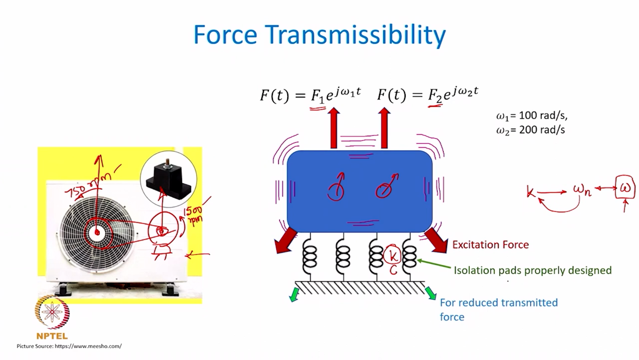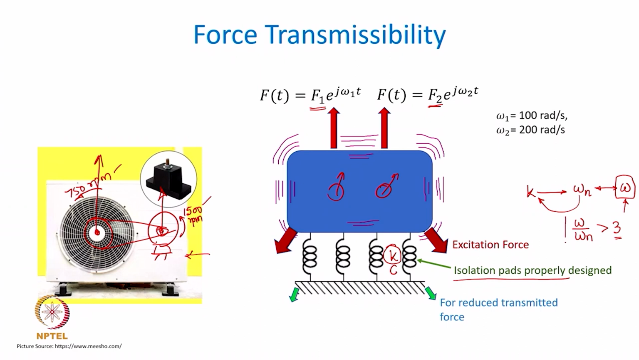So, when I say isolation pads should be properly designed, it means that you need to design the value of K in a way that broadly omega over omega n should be greater than 3. Again let me repeat, this number is not sacrosanct, there is no formula or proof to say that it is 3, it is just in practice people tend to use this number as some kind of a benchmark. You can have 2.5, you can have 5, as we have seen, higher this value better it is.